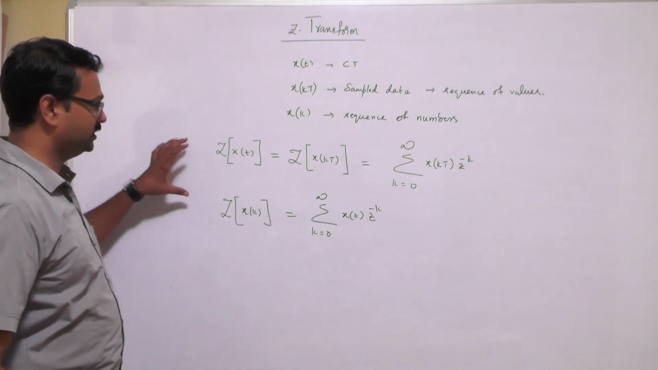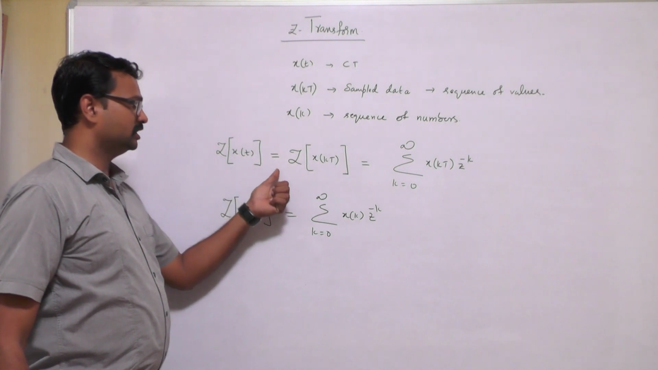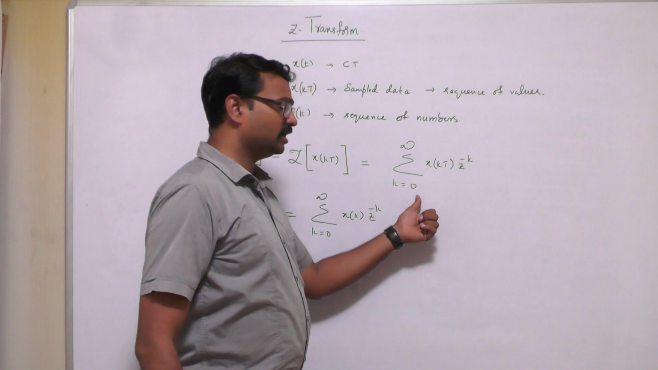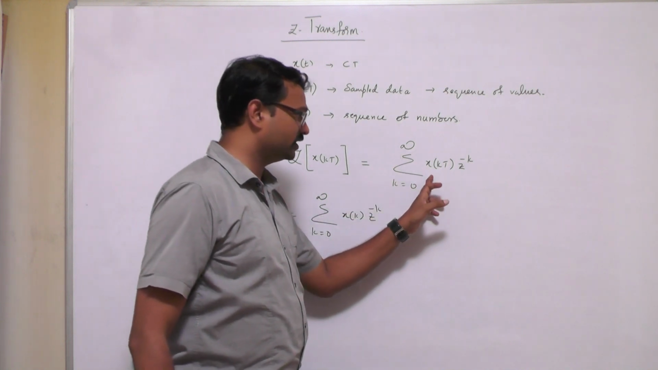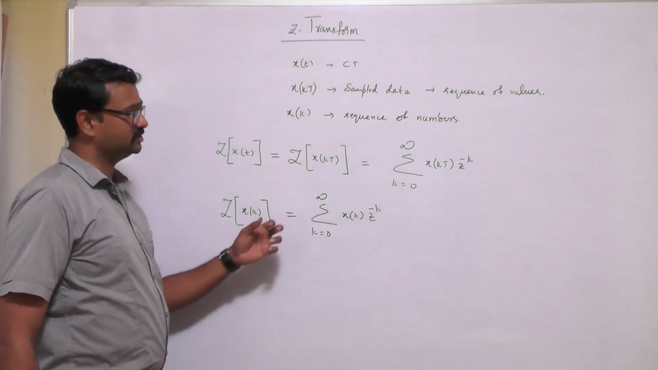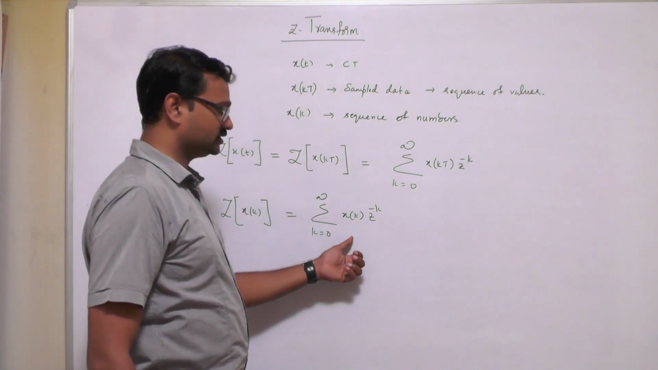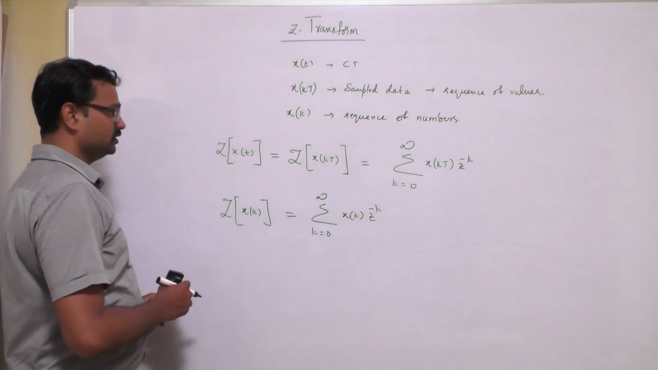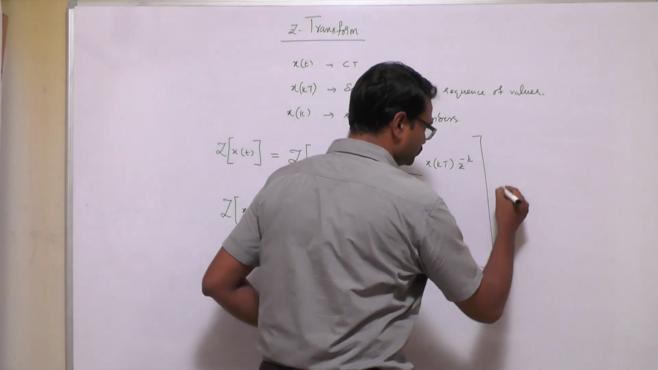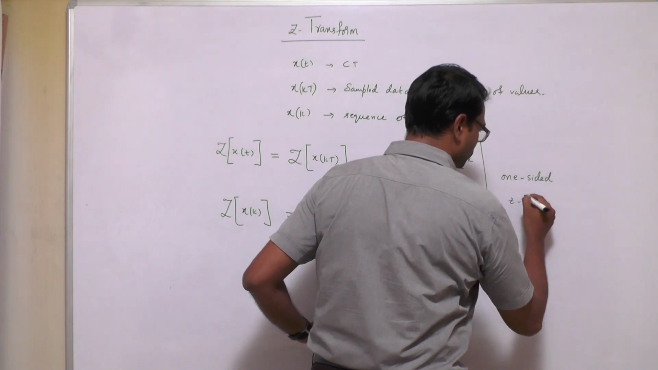So you can see by definition, the Z transform of x of t is equal to the Z transform of x of kt, which is sigma k from 0 to infinity x of kt z power minus k, and similarly the Z transform of x of k, which is a sequence of numbers, is sigma k from 0 to infinity x of k z power minus k. Now these are one-sided Z transforms.